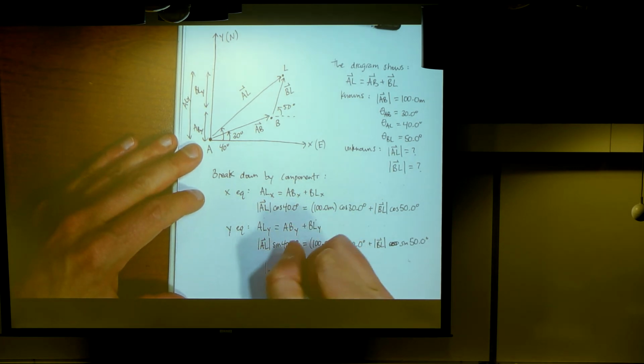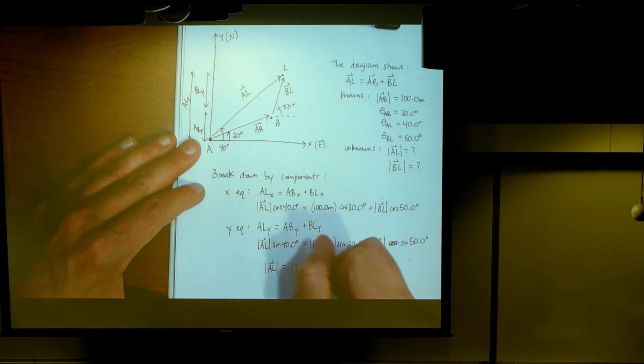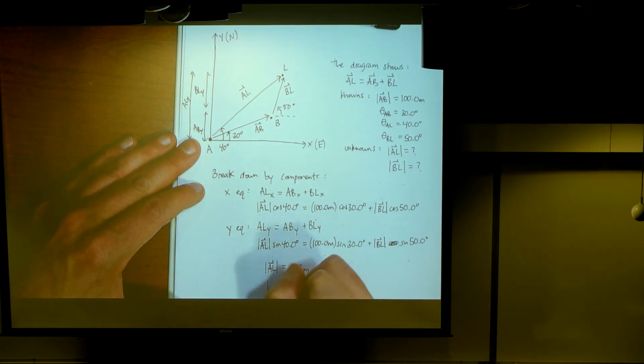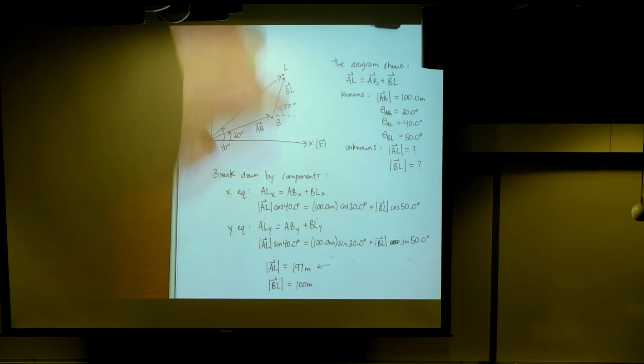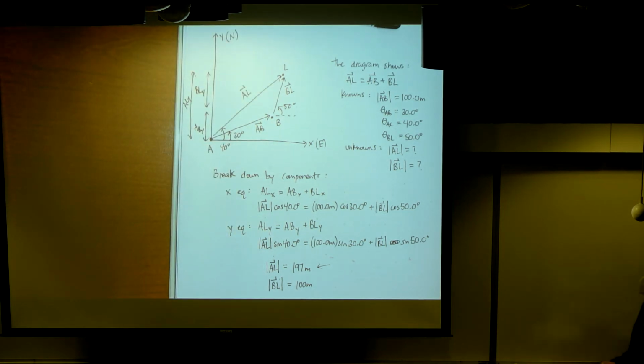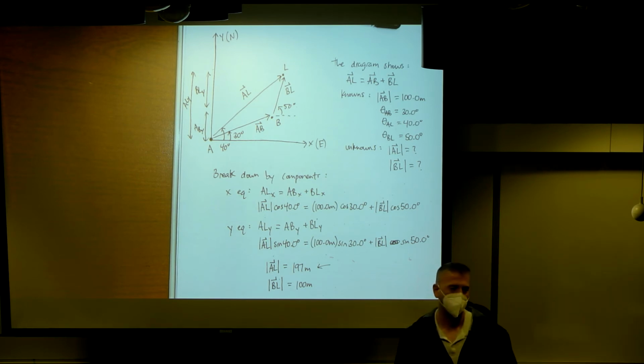If you solve this set of equations, you'll get magnitude AL equaling 197 meters. And you'll get magnitude BL equaling about 100 meters. And this is the answer we want. We want to know how far Alice is from the llama. So it's 197 meters. All right? So any questions just on how we set this all up? Anything?